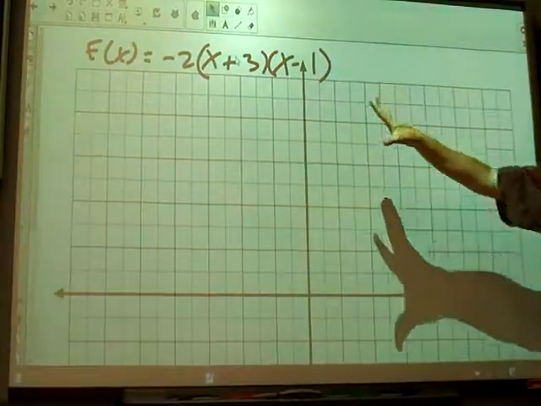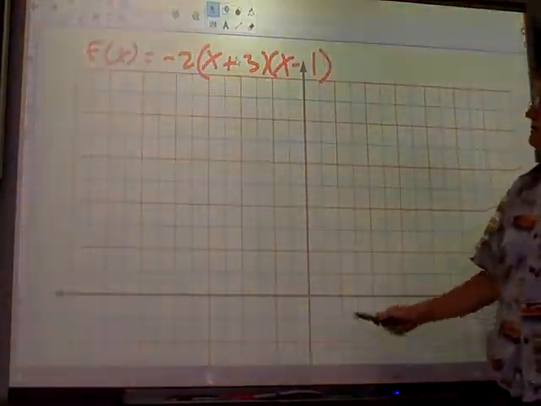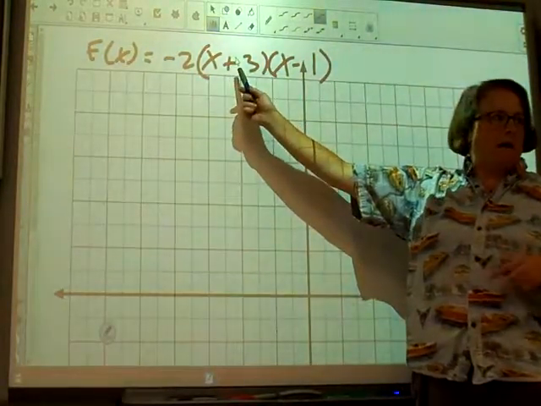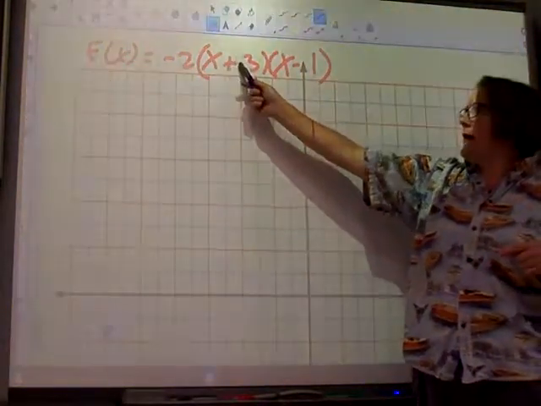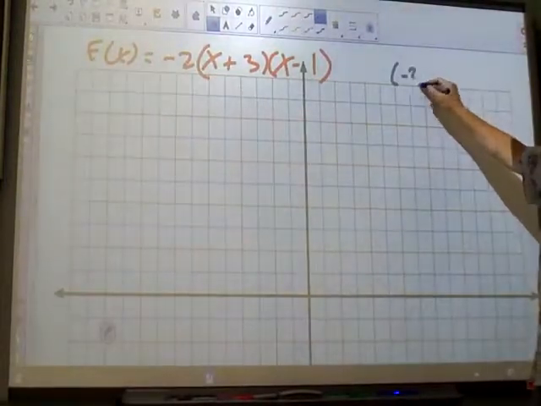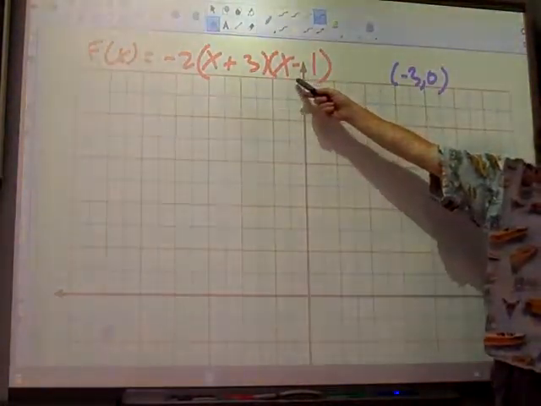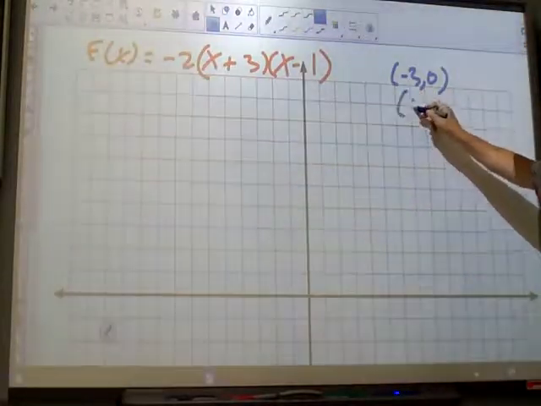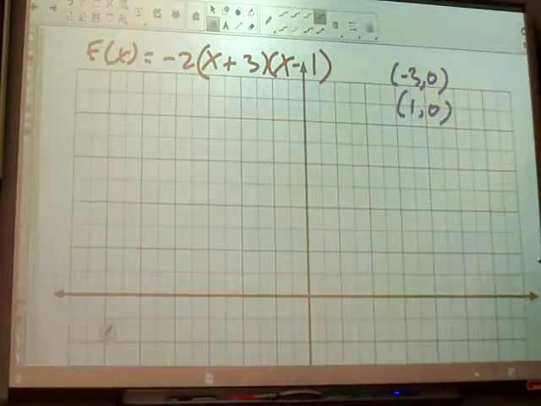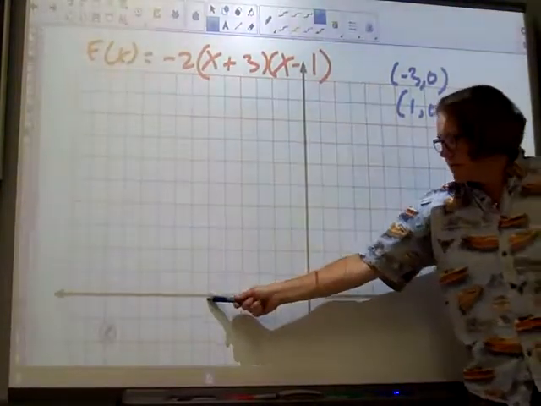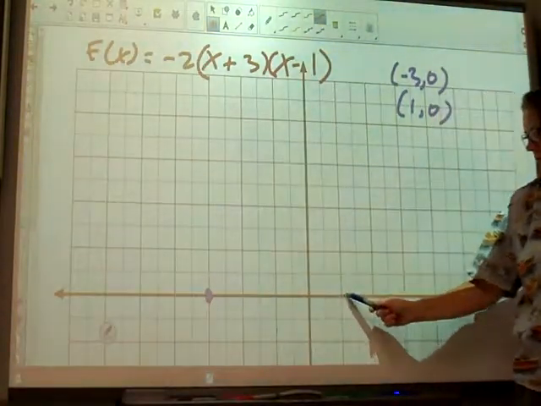Okay? From intercept form, we got an intercept at the opposite sign of our p. Remember it said x minus p? You with me? So that would be -3, 0. Opposite sign of my q, +1, 0. Okay, so check this out. Negative 3, 0 and 1, 0.